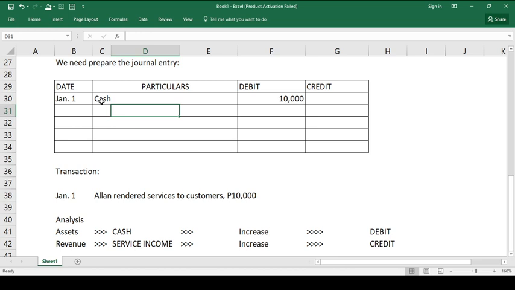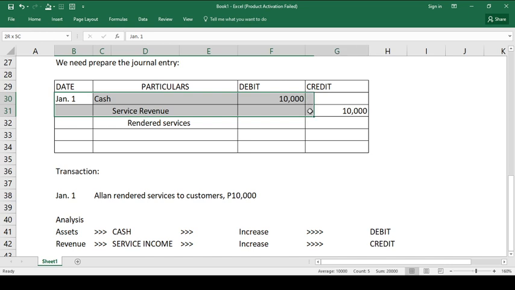The credit would be service revenue, which is 10,000. And then, after that, another indentation. Ano po yung indentation na last? Well, that is your explanation, which is not totally relevant, pero kailangan pa rin for proper recording. An explanation about the transaction. A simple sentence is enough. In this case, rendered service is the explanation. And that's it.